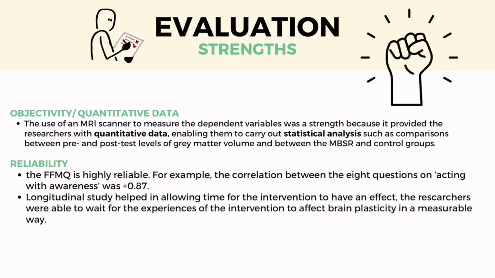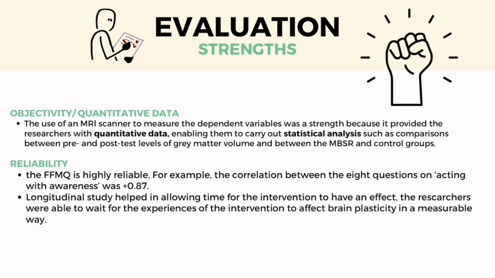The use of the MRI scanner helped measure the dependent variable, which is a strength. It provided the researchers with quantitative data, helping them carry out statistical analysis. Whenever you are answering a question about evaluation, you're talking about strengths, about quantitative data. For quantitative data, you will say that it helps in statistical analysis. If you're going to talk about qualitative data, you're going to say it helps in thematic analysis. That's the difference. For quantitative, it helped carry out statistical analysis, such as comparisons between pre- and post-test levels of gray matter concentration between the MBSR and the control group.